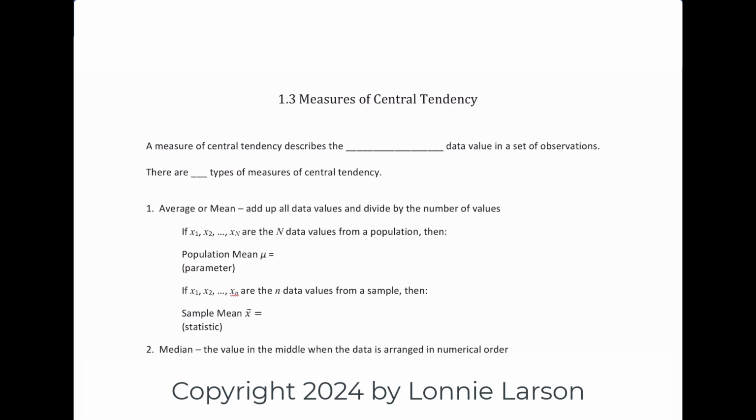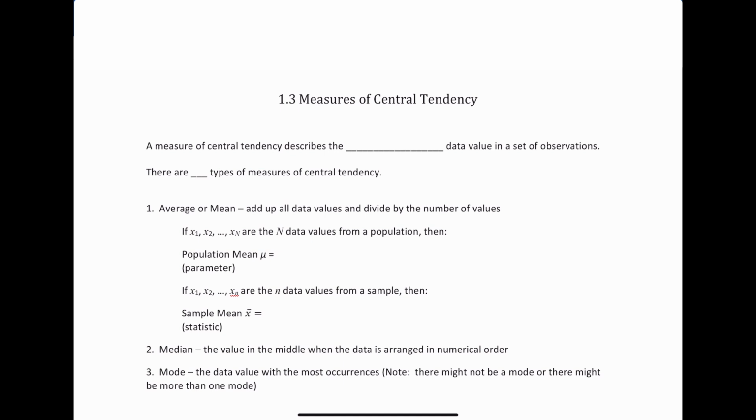Next, we'll talk about measures of central tendency, which is another way of saying we're going to have a numerical measure for where the center of our data set is. And the idea of that is a measure of central tendency, or a measure of where the center is, describes what you might think of as the typical data value in a set of observations. There are three types of measures of central tendency.